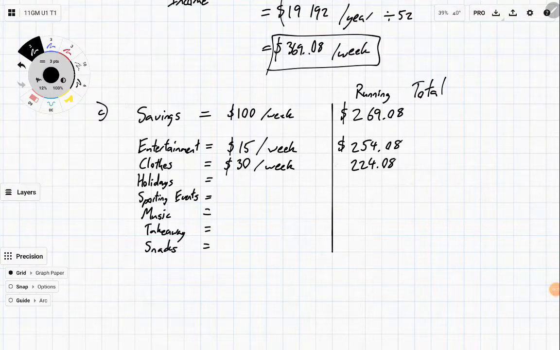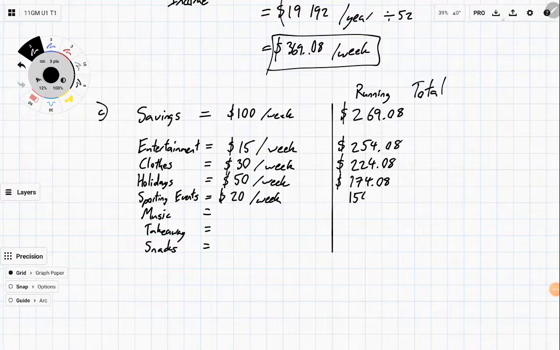For holidays, let's say that's probably going to be a pretty big expense, $50 per week, because if you're going to go on a big holiday, you're probably going to need to save up a fair bit. $174.08 per week left. Sporting events, again, another expensive thing. Let's call that $20 per week. Saving up so that maybe every month he can go to the stadium and see something.